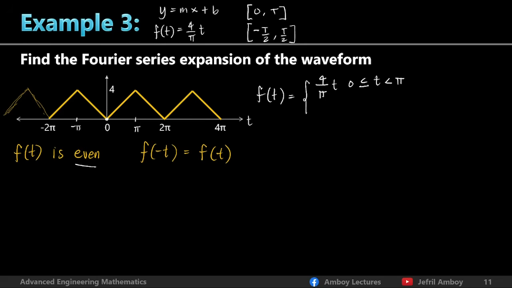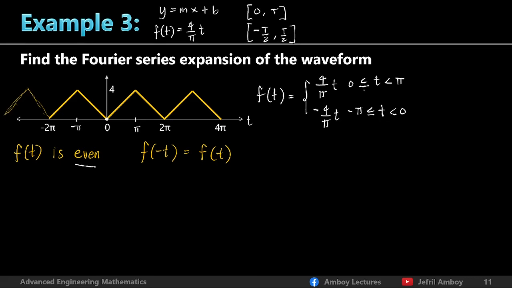Okay? So since the function is even again, that is applicable. But what is the equation of the function from 0 to negative pi? Okay, so this is similar to this except that it has a negative slope. So gawin lang natin negative 4 over pi t yan. Okay? That is when t is greater than or equal to negative pi but less than 0.